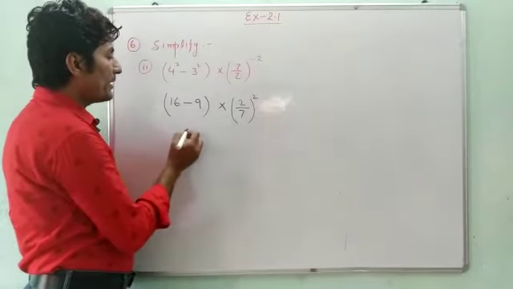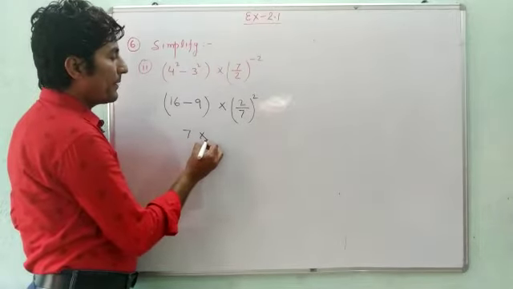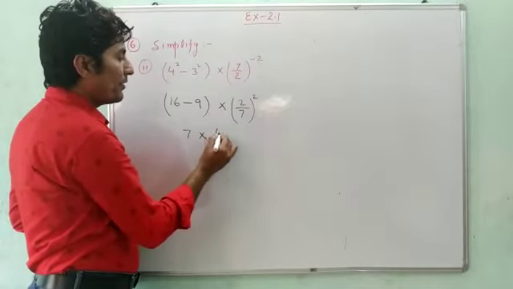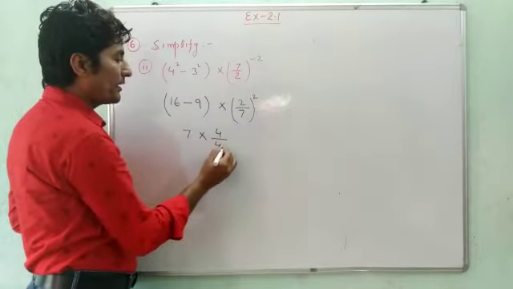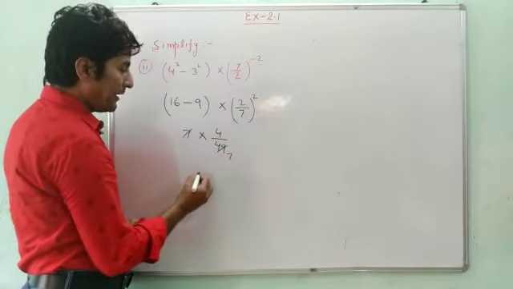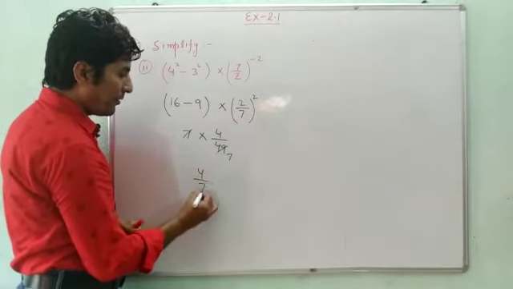16 minus 9 is equals to 7 multiplied by square of 2 will be 4, square of 7 will be 49. Now 7 7s are 49, and finally we are having 4 upon 7.